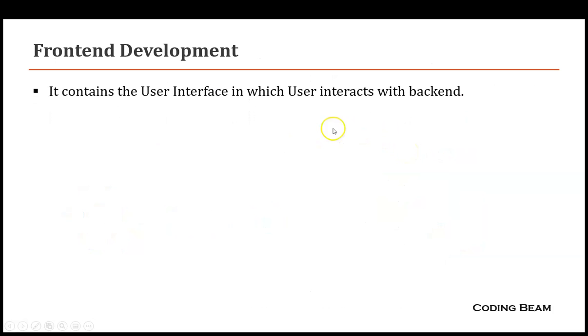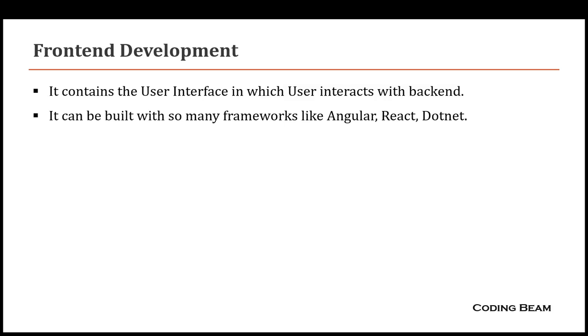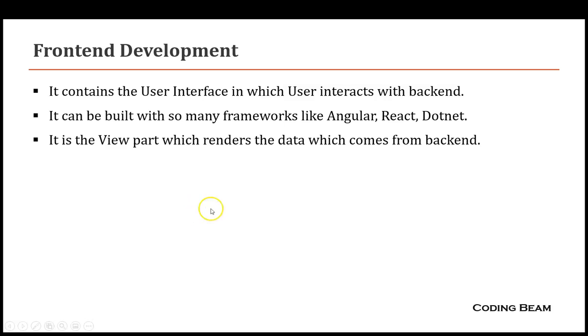Now about front end development: the front end contains the user interface that helps to interact with the backend server and the database, and it can be built with many programming languages and frameworks like Angular, React, .NET and so many others. It's the view part of the MVC structure, and the model and the controllers are from Node.js, which we have already built in the backend. So it's the view part which renders the data which comes from the backend.